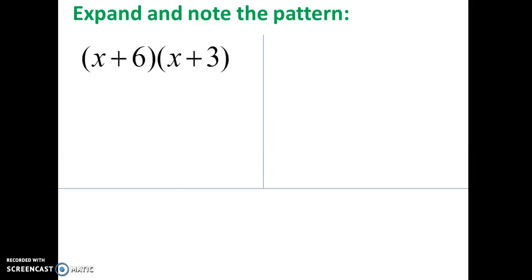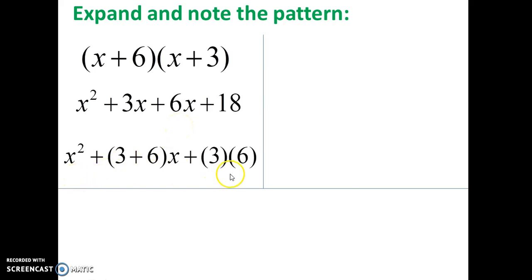Let's begin with this one. When you expand that, it means that you multiply out the parentheses. That multiplies into x squared plus 3x plus 6x plus 18. Again, you multiply x by 3, 6 by x, and 6 by 3. Rather than combining these, let's keep them like this so that we can notice the pattern. So I'm going to rewrite it like this.